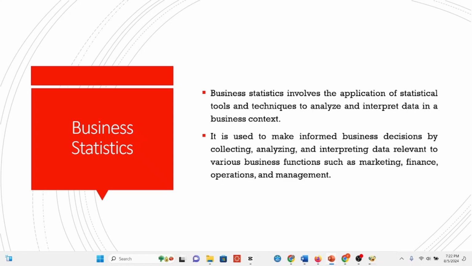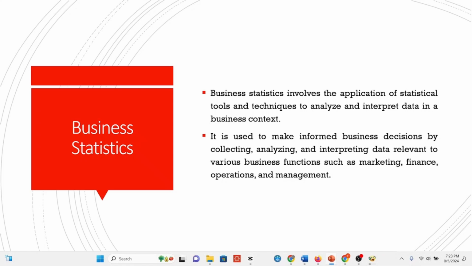By leveraging statistical techniques, businesses can gain a better understanding of market trends, customer preferences, operational efficiency, financial performance, and much more. One of the primary objectives of business statistics is to aid in decision-making by providing a solid empirical basis for evaluating different strategies and actions.